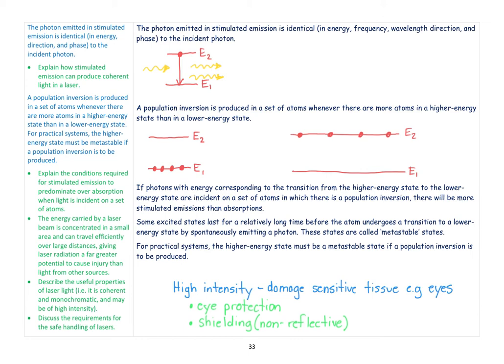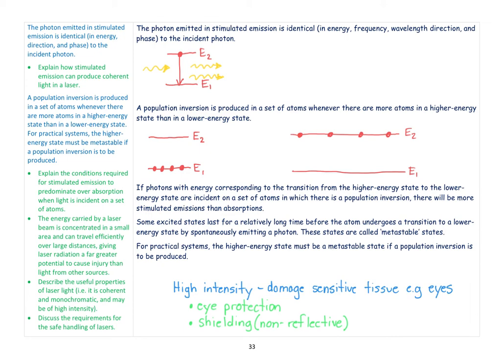And you'd be correct. So, what do we need to make a laser? Well, firstly, we need this stimulated emission, but we need something else. We need something called a population inversion. A population inversion is produced in a set of atoms whenever there are more atoms in a higher energy state than in a lower energy state.